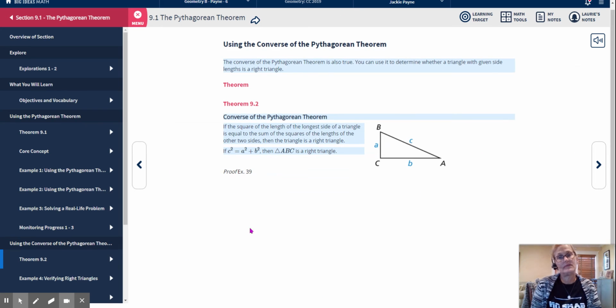We also have the converse, which means the converse of the Pythagorean Theorem is also true. You can use it to determine if a triangle with given side lengths is a right triangle, because if it is a right triangle, it will meet those conditions. So here's the converse. If the square of the length of the longest side of a triangle is equal to the sum of the squares of the lengths of the other two sides, then the triangle is a right triangle. So if c squared equals a squared plus b squared, then ABC is a right triangle. There's a proof of that, example 39 in your book, but we're just going to go ahead and use it.